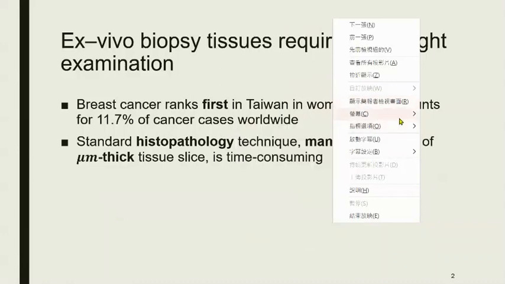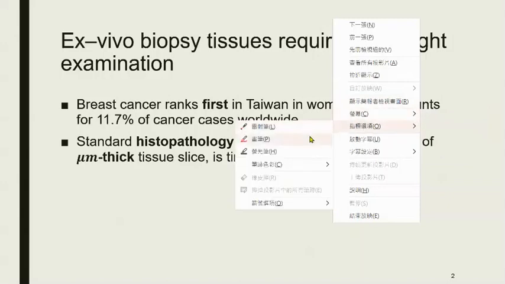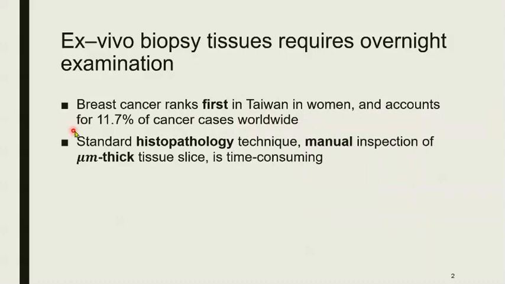Breast cancer in Taiwan is ranked first in women and accounts for about 12% of commonly diagnosed cancer cases around the world. Current ways to diagnose cancer use the histopathology technique, where doctors need to take a biopsy from the patients, slice it into micrometer thick tissue and do a manual inspection under a microscope. The evaluation process usually takes days, so the patients cannot get immediate results from the examination.